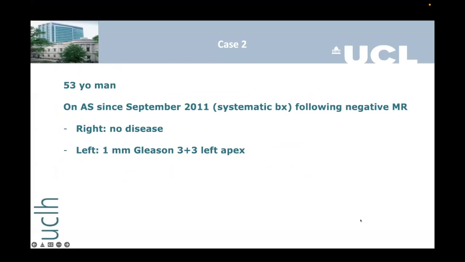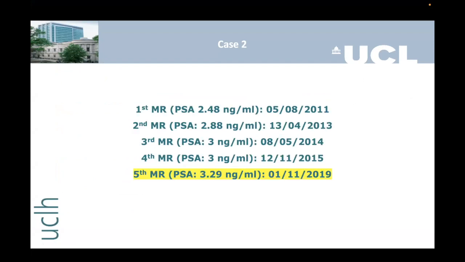So we have a 53-year-old man who is on active surveillance from September 2011 for a 1 millimeter lesion, 3+3 in the left apex. There is no disease on the right. So as you can see, he has had several MR scans. We're not going to go through all of them. And you can see that the PSA density has been pretty stable.